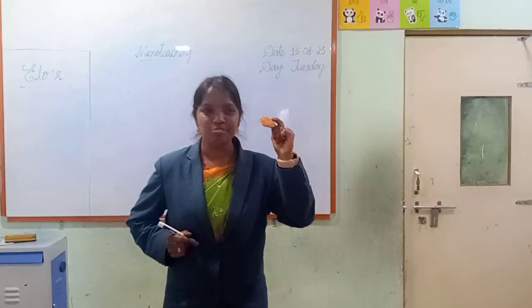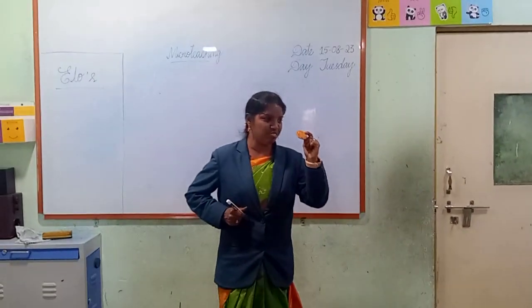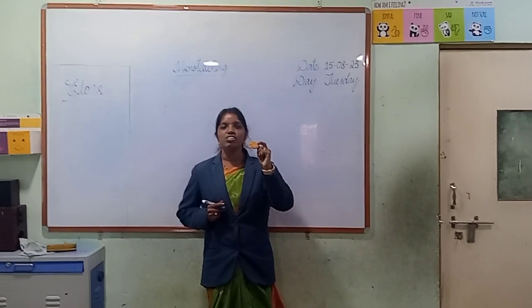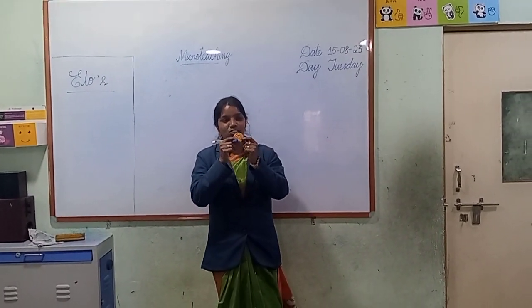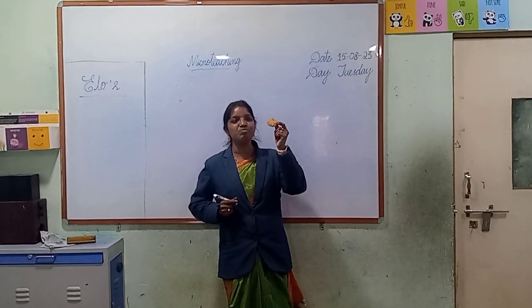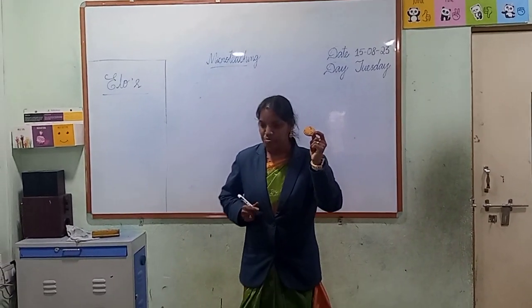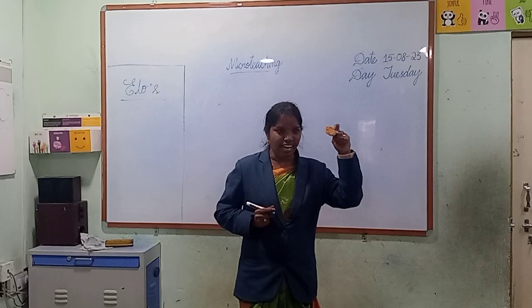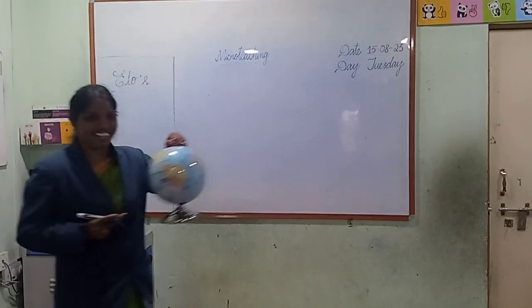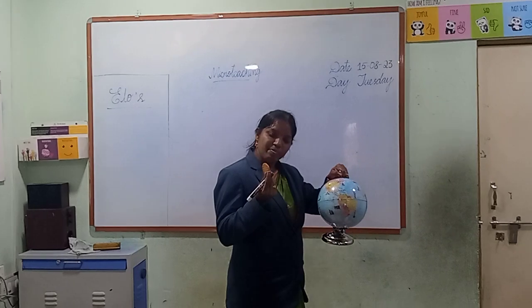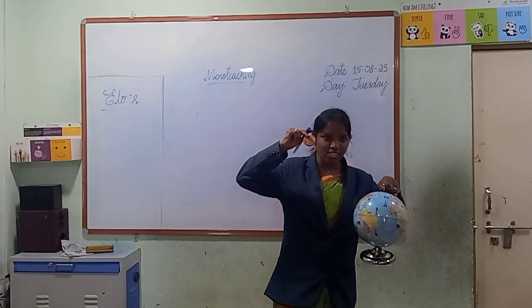Horizontal. Right? So is it horizontal or vertical lines? Horizontal. Okay. So when you hold this biscuit like this, you observe the horizontal lines. When you hold the biscuit like this, you observe the vertical lines. Right? So these types of lines we can also observe. What is this one? On the globe. So on the biscuit, you observe the horizontal lines.